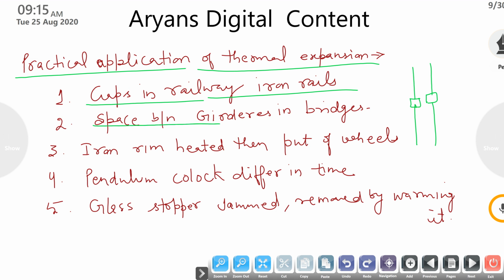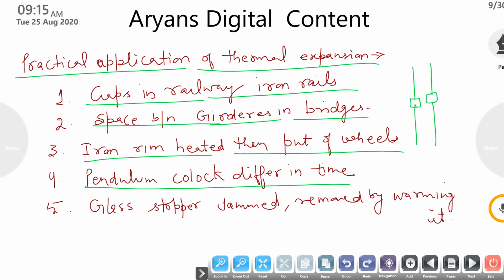Next is the space between the girders in bridges. When bridges are made, some space is also left to allow the material to expand in the summer time. Next, an iron rim is first heated, then it is put on the wheel, and after it cools down, it is fixed over the wheel. Next, pendulum clocks differ in time, because the length of the pendulum increases with the temperature, so it will show a different time than the actual time.